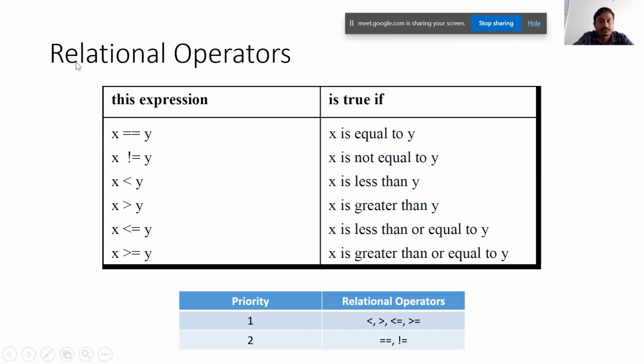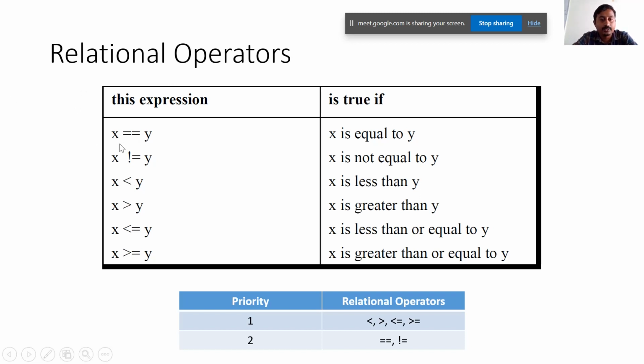Let us see relational operators. The second category is relational operators. Relational operators are used to find the relationship between the operands. We have these 6 types of relational operators. First one is equal to. It will return true if x equals y. The result of a relational operator will be 1 or 0: 1 if the expression is true, 0 if the result is false.